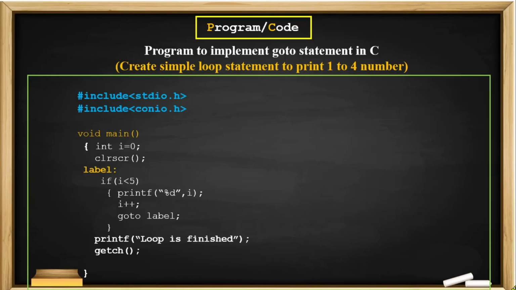When condition fails, program control comes out of the loop and statement loop is finished is displayed. Here, clrscr is used to clear the output screen and getch is used to hold output screen for a while.